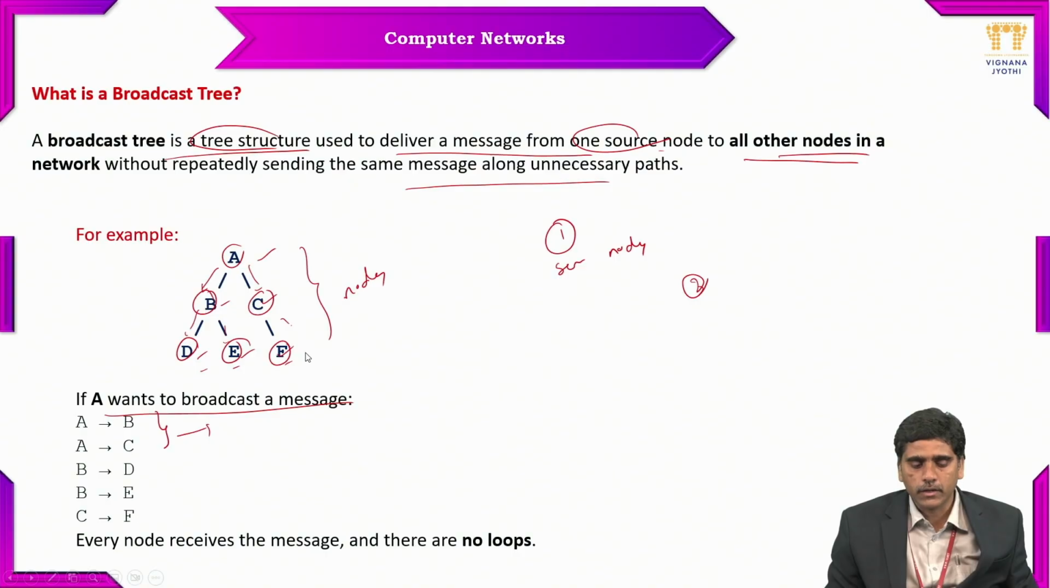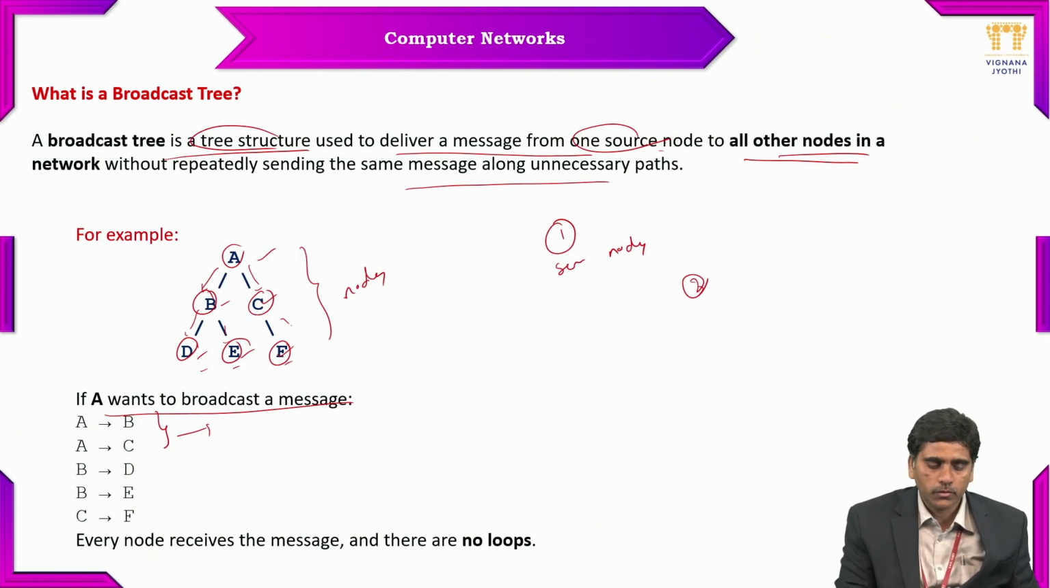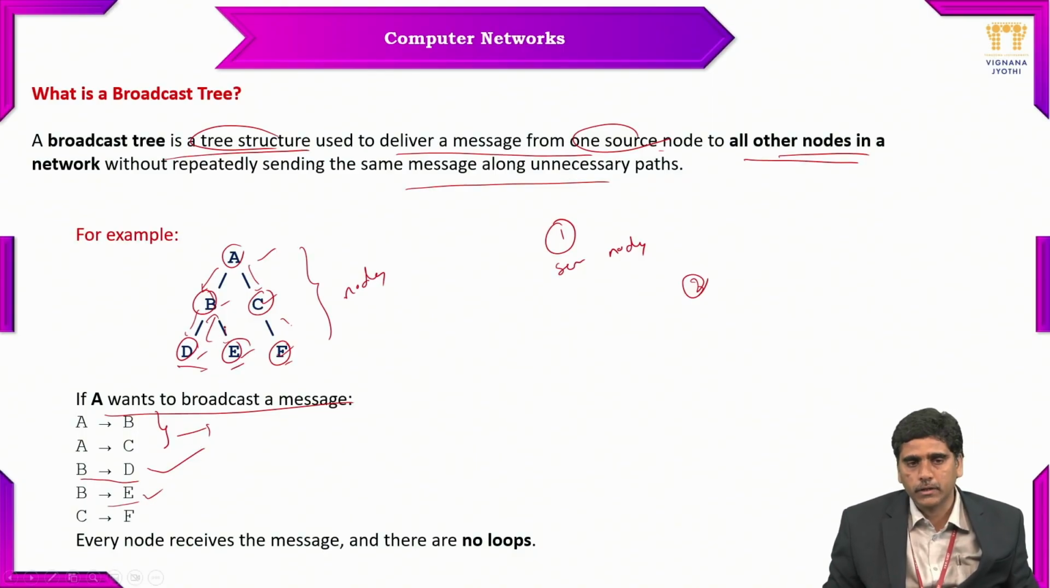In that case, A forwards the message to B and C. Now B takes the responsibility to transfer that message to D and E. B transfers the message to D, and similarly B transfers the message to E also, because D and E are under B. So B is broadcasting that message to D and E. Similarly, C is under A and F is under C, so C is broadcasting the message to F.